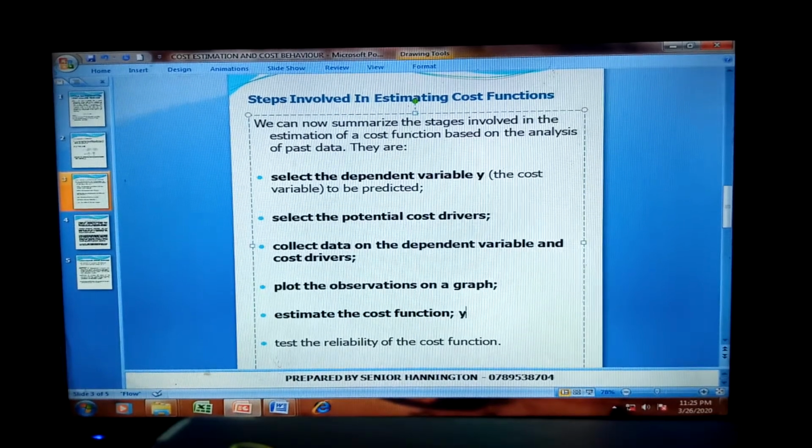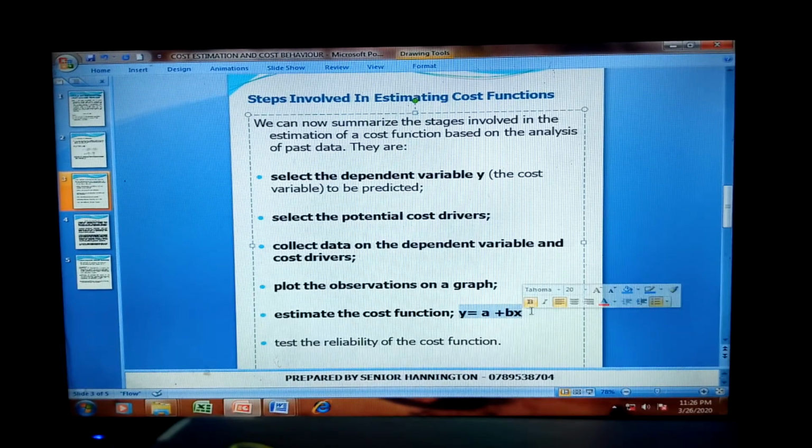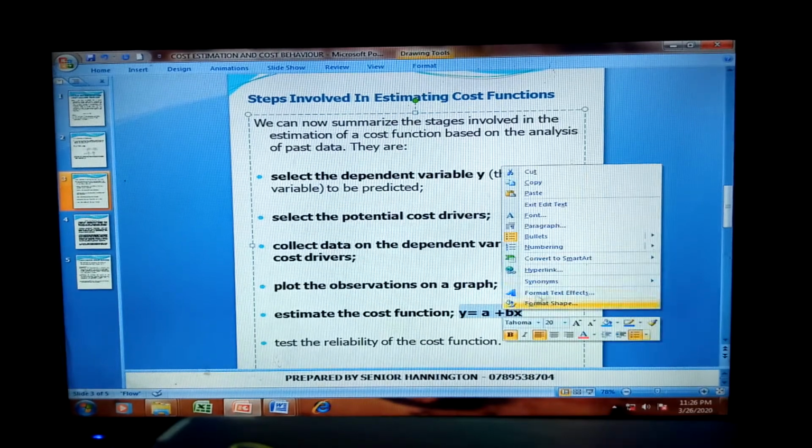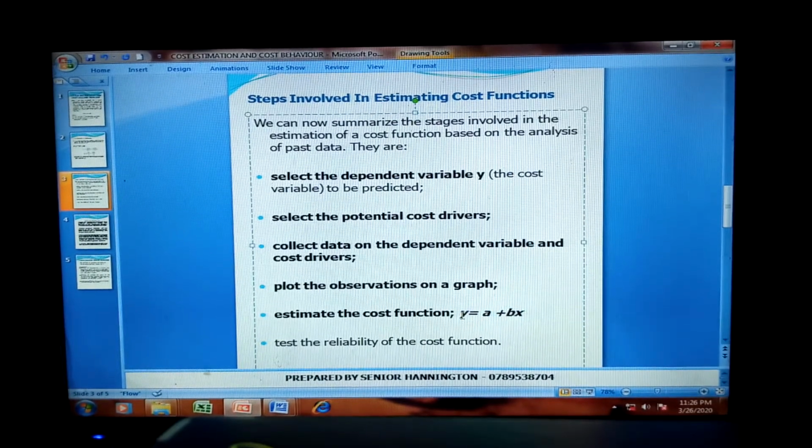That is y equaling a plus bx. Y equals a plus bx, where y is your dependent variable, a is a fixed amount, then b is the coefficient of x, and it's always a constant value, and x is your independent variable.